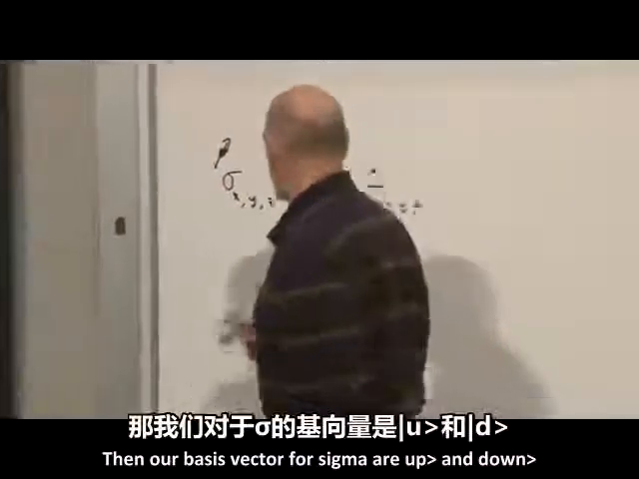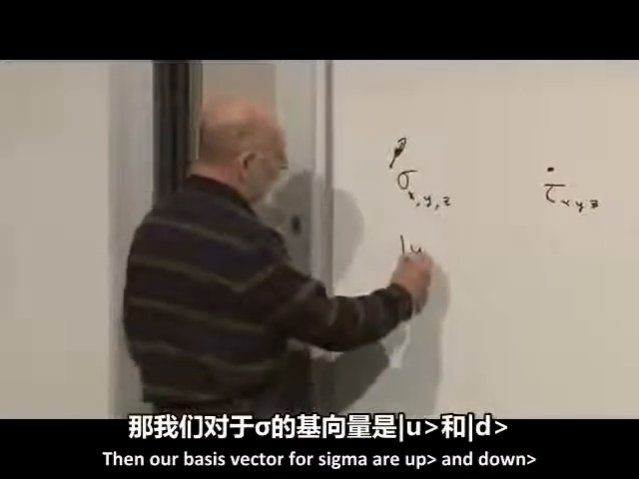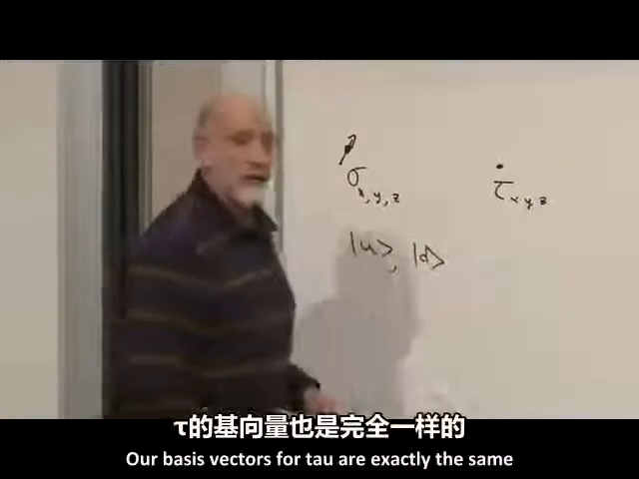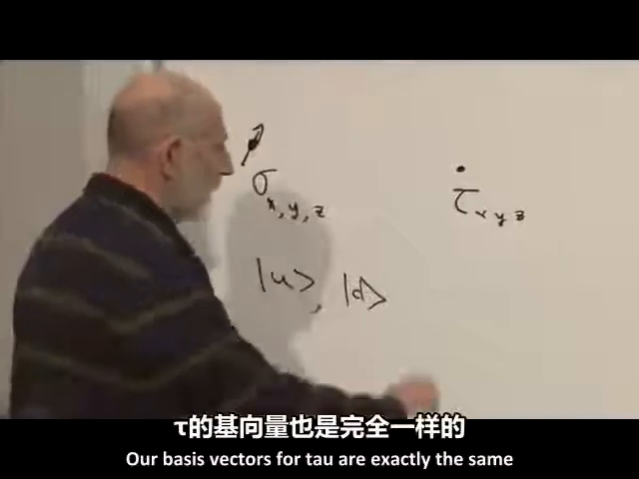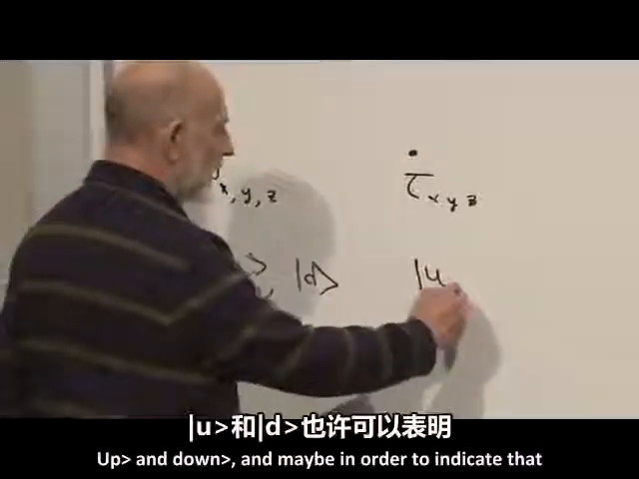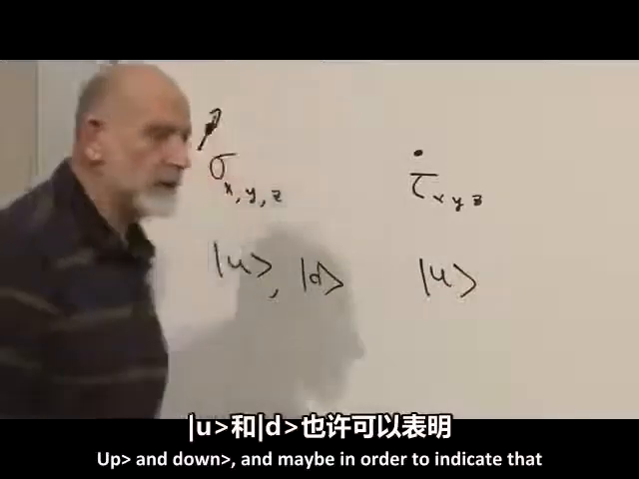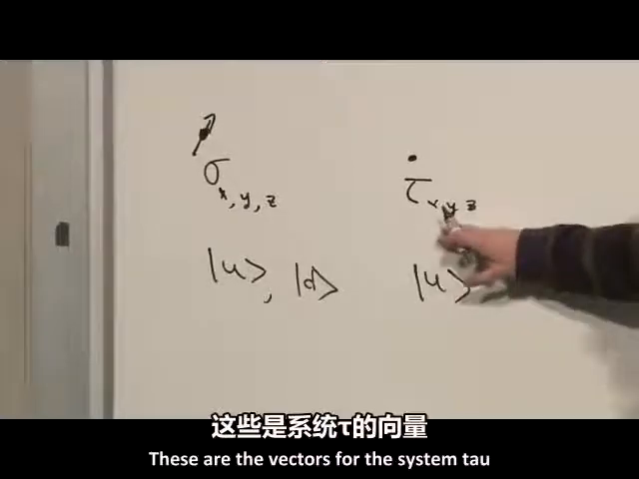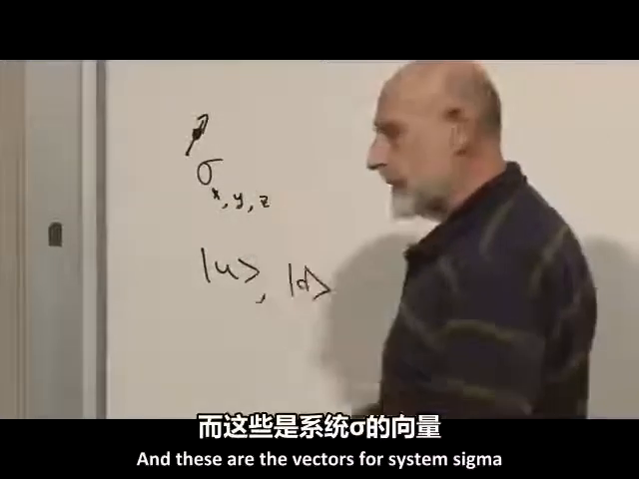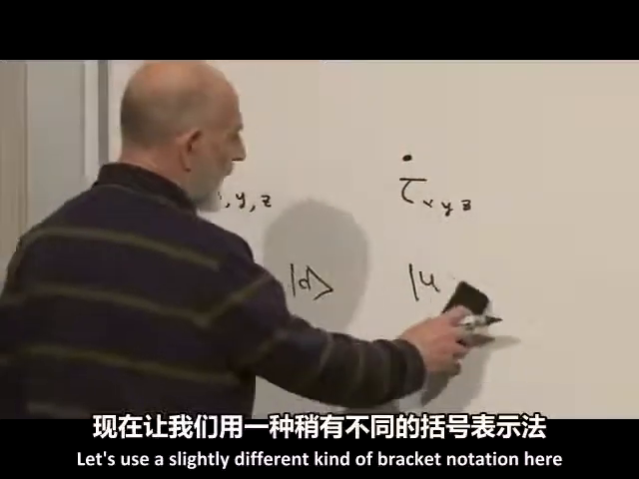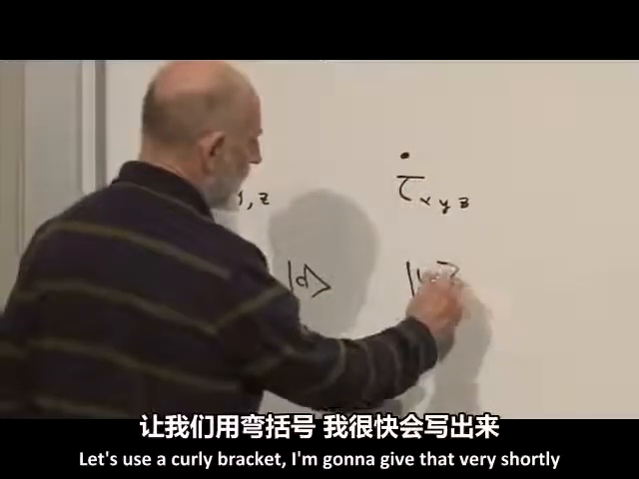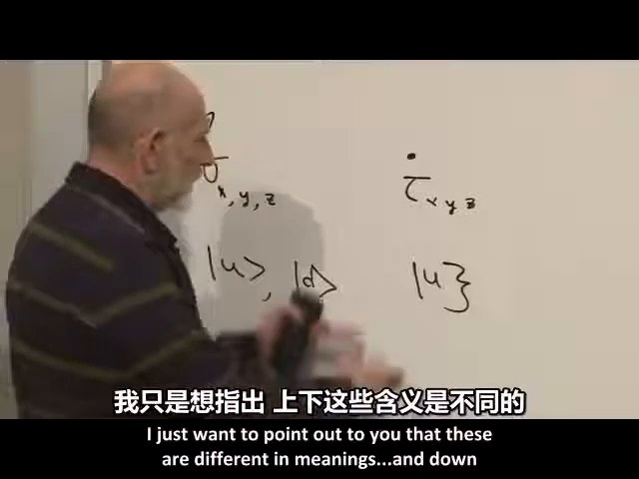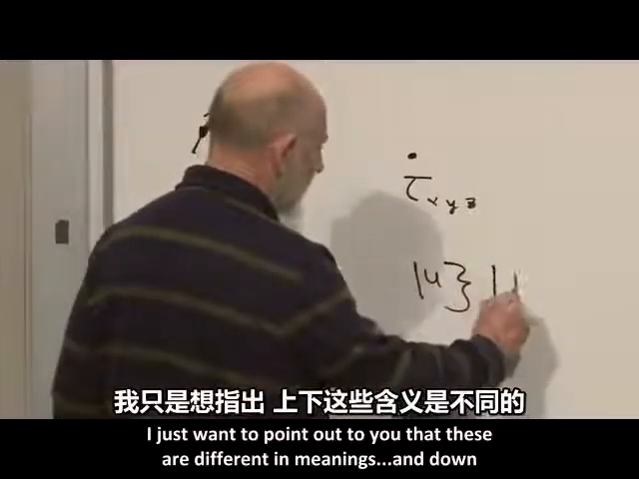Then our basis vectors for sigma are up and down. Our basis vectors for tau are exactly the same, up and down. And maybe in order to indicate that these are vectors for the system tau and these are vectors for the system sigma, let's use a slightly different kind of bracket notation here. Let's use a curly bracket. I'm going to give that up very shortly. I just want to point out to you that these are different than these. Up and down.